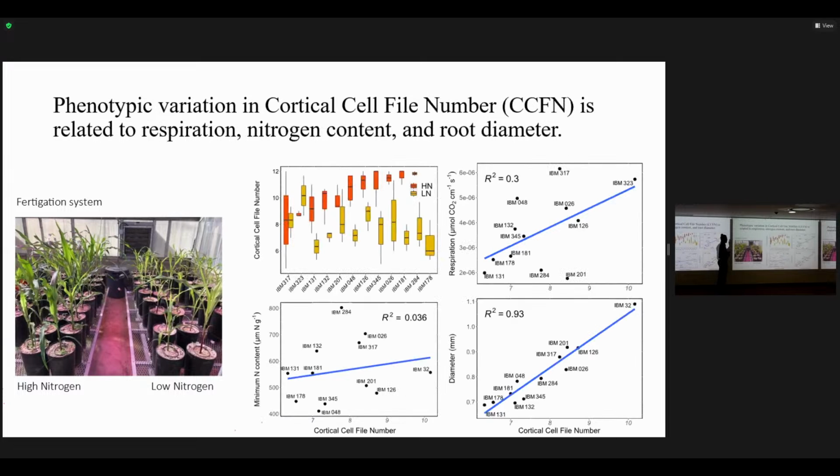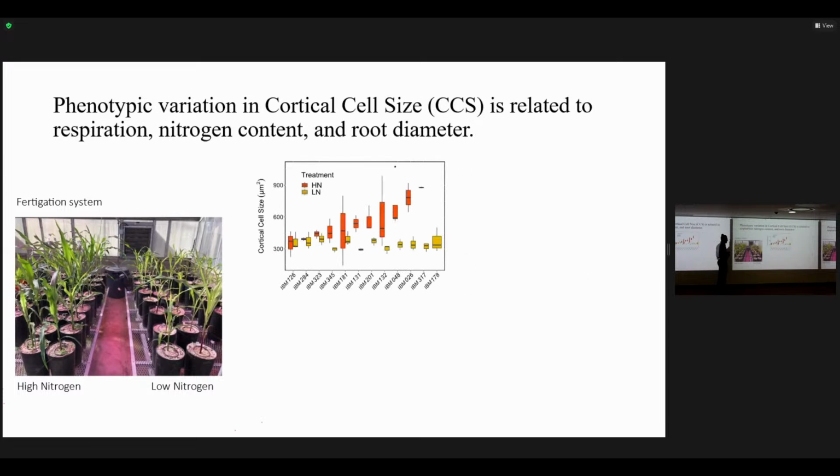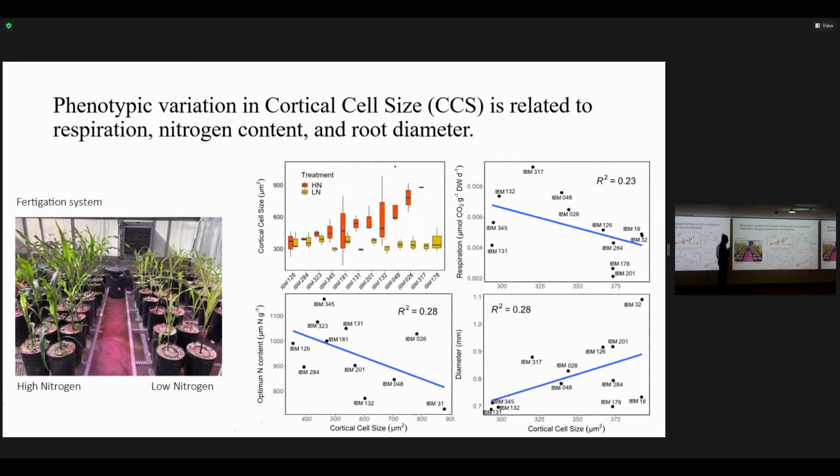Oh, sorry, I forgot to show them. We did the same for cortical cell size here. We also measure respiration, and we also measure nutrient content.